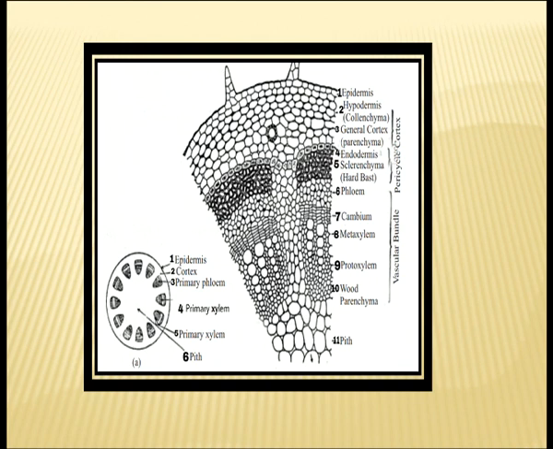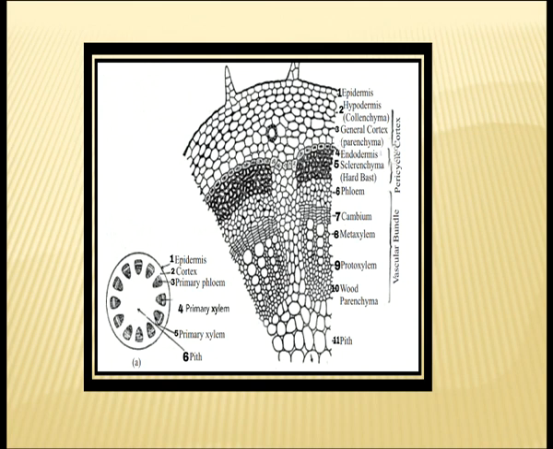Number 10 is the wood parenchyma, which is at the center and makes the pith of the stem. So, the girth of the whole stem is given by the pith. It is the soft tissue which is central in position in the stem.